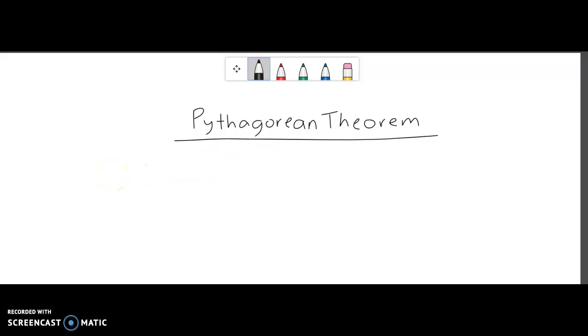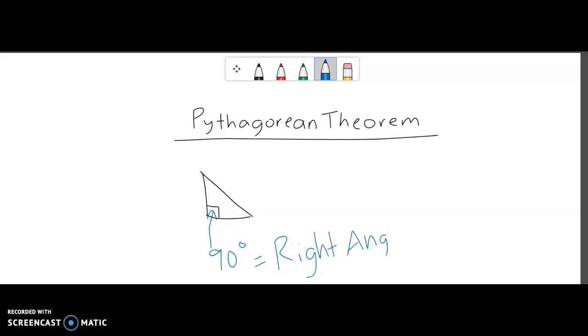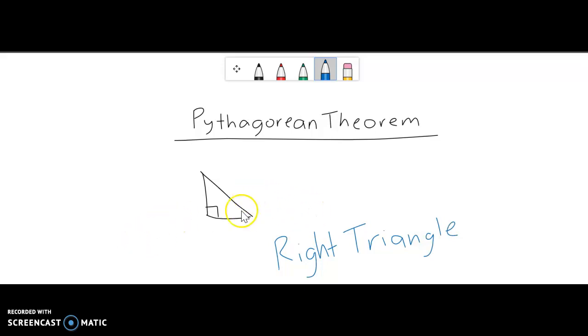And we are going to just go over the basics of it. Let's start with a triangle. And this triangle is going to have one angle that's 90 degrees. And you might remember that a 90-degree angle is called a right angle. So we have a 90-degree angle here. That means that you can call this triangle a right triangle. So when a triangle has a 90-degree angle in it, you can call it a right triangle.